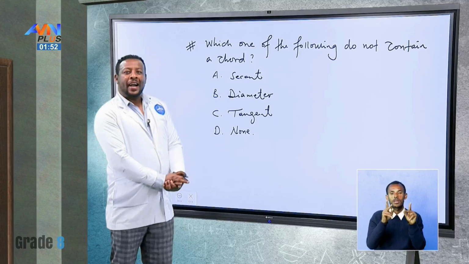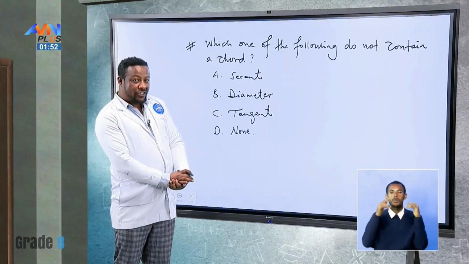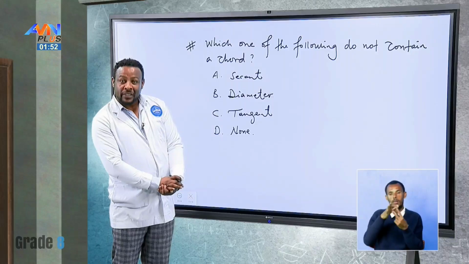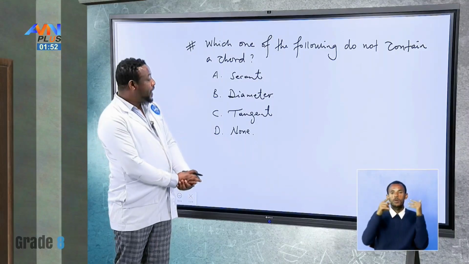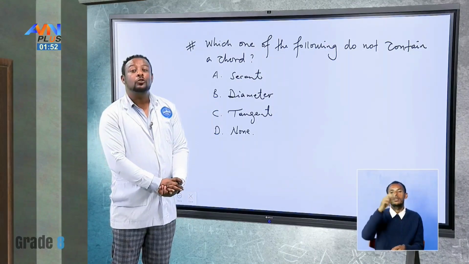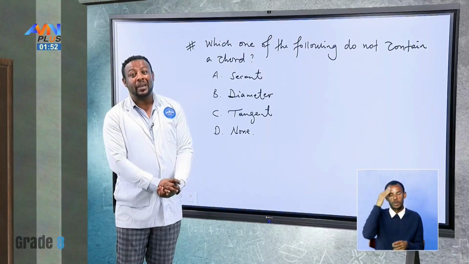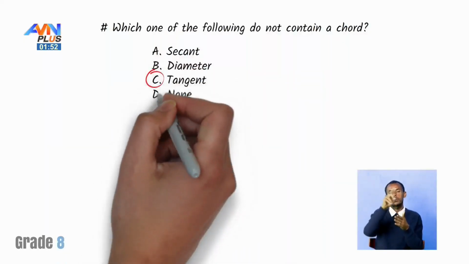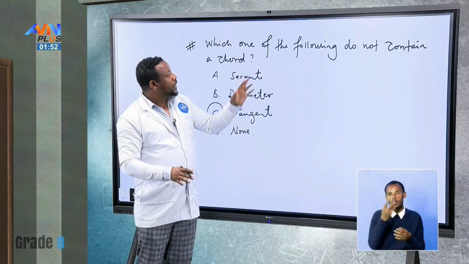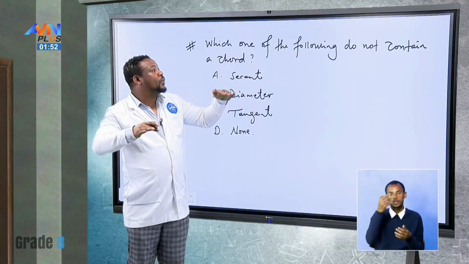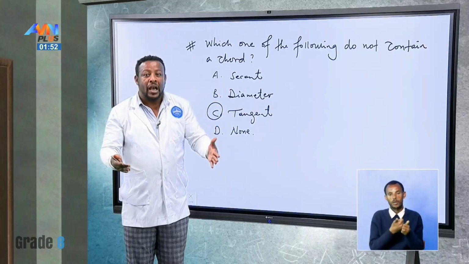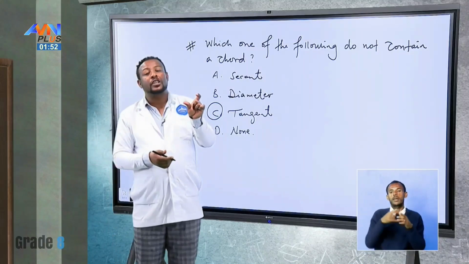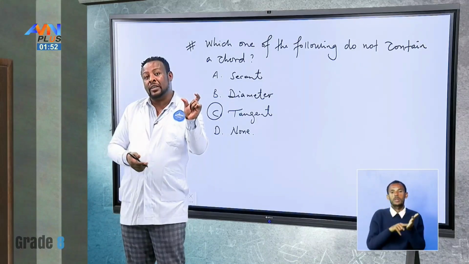Okay, I hope you guessed one of these four choices. Hopefully your answer is tangent, but you need to know the reasoning behind it. Our answer for this question is C. Look, the question says which one of the following do not contain a chord. As we have said before, a chord is a line segment joining 2 points on a circle.